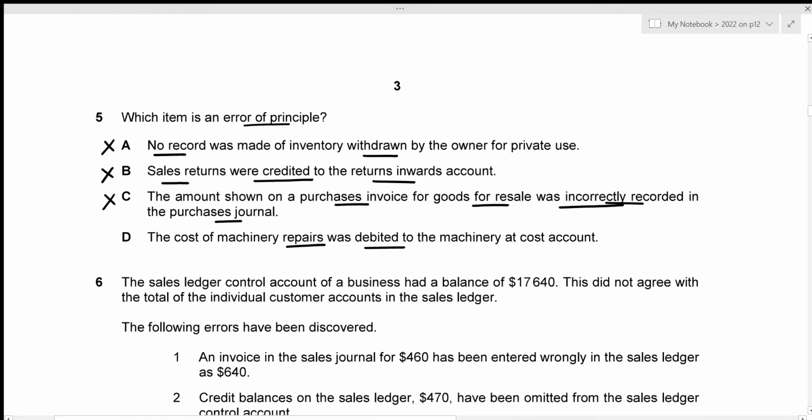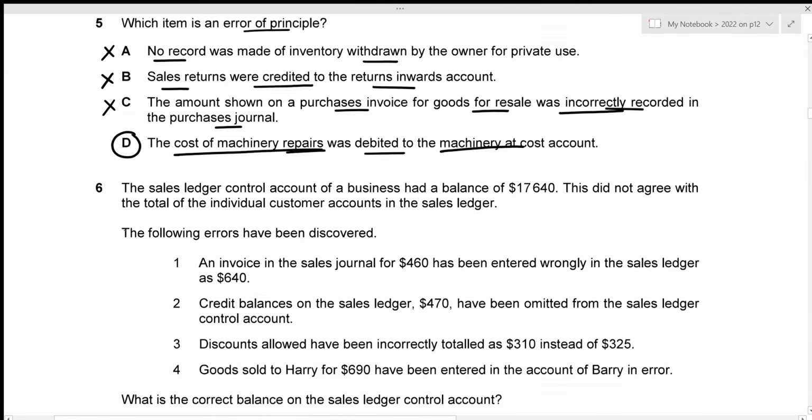The cost of machinery repairs is basically a revenue expenditure, but machinery at cost is our capital expenditure, right? So we are treating a revenue expenditure as a capital expenditure, which is in fact an error of principle. So the correct answer is going to be option D. This concludes question number 5. We can now move towards question number 6.